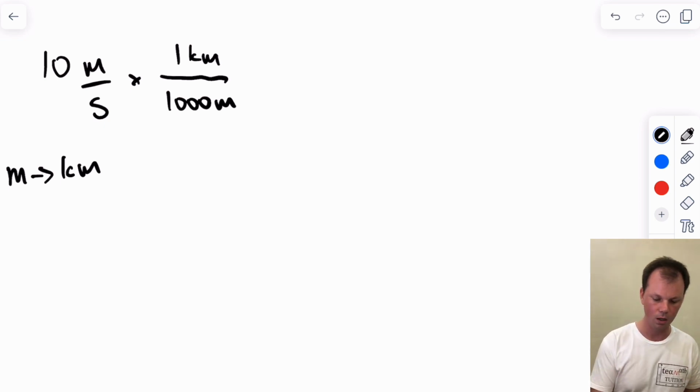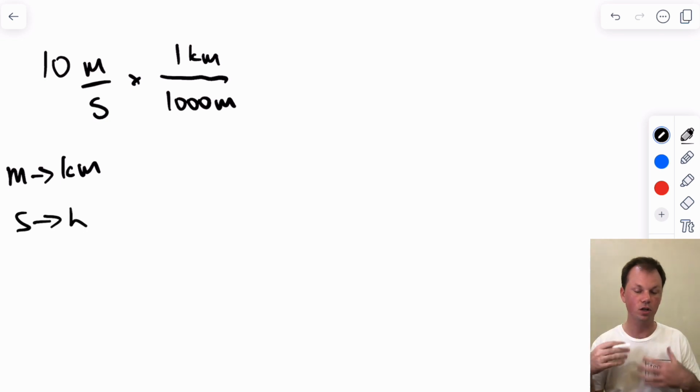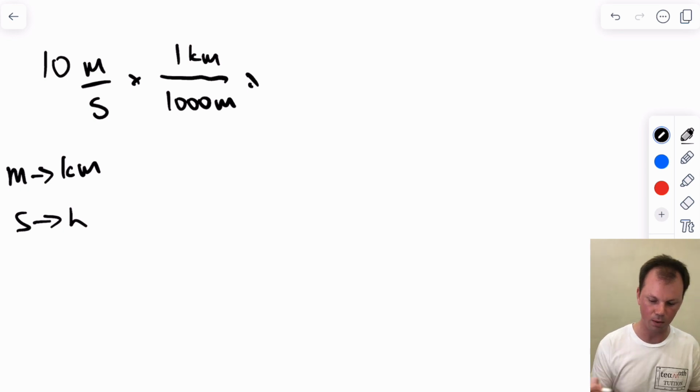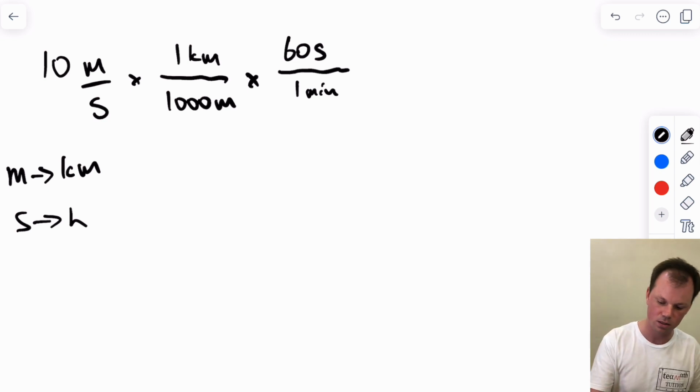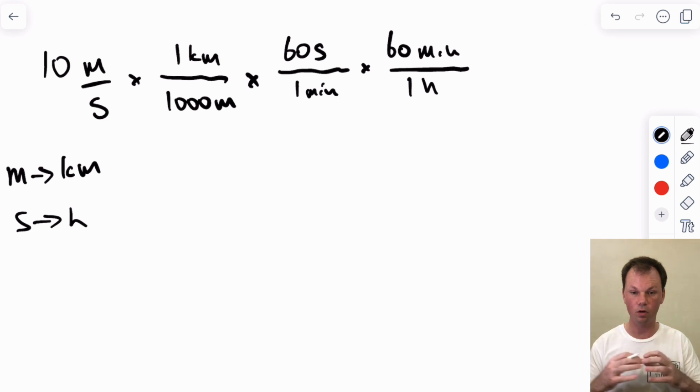I'm not going to cancel it out yet because I want to show you what the whole thing looks like when it's done. We now want to convert our seconds to hours. So if I don't know how many seconds are in an hour, I can do minutes first and then I can do minutes to hours. So let's convert our seconds. We want seconds on the top of the fraction to cancel out in 1 minute. Now I've got minutes that I need to cancel out. So I'm going to do 60 minutes in 1 hour.